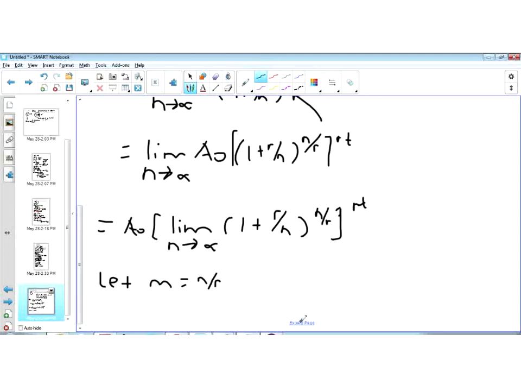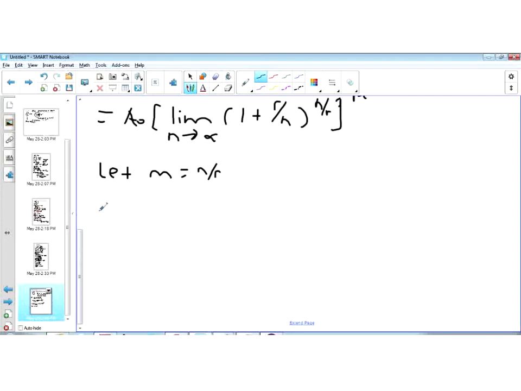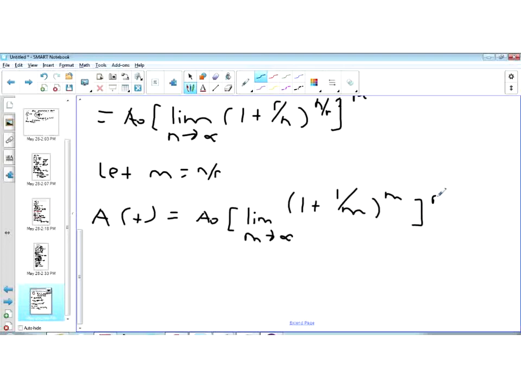Okay, and so now after transforming the problem, the transformed problem becomes A of t is equal to the initial amount times the limit as m approaches infinity of 1 plus, now r over n is 1 over m, and that would be raised to the m power, and all of that to the RT power.